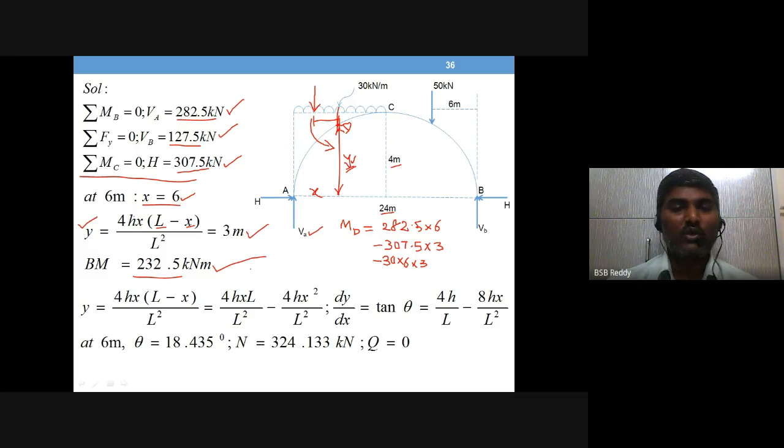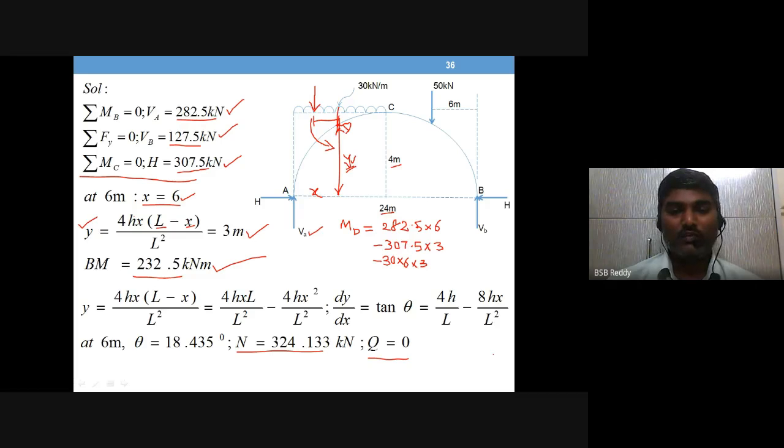So this value is already calculated. That comes to 232.5 kilonewton meter. You can check by calculating this value with your calculators. So this is how we calculate bending moment at a given point. Here it is asked for the 6 meters location. Let us see the other two questions, which is how you get n value and how you get q value.